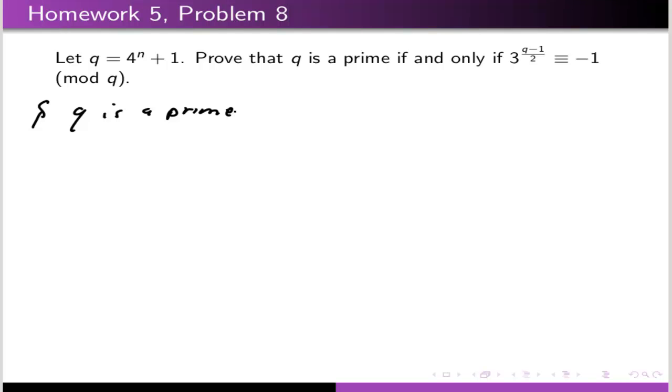Then what is 3 over Q? Find 3 over Q. Right? We did quadratic reciprocity. We should be able to calculate this because we know what Q looks like. Q is what mod 4?